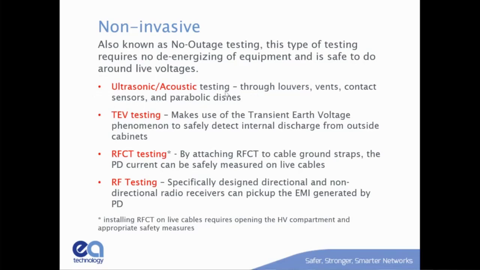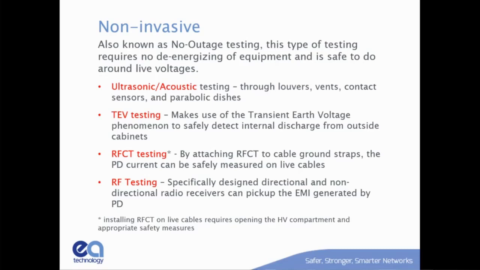Ultrasonic and acoustic testing, we're basically listening. We're listening for sound. So we're going to listen through louvers, through the vents, through a contact sensor that actually can hear through the doors, and parabolic dishes, so we can hear stuff going on overhead from a long distance away. And we're listening. So that's clearly non-invasive, right? We're just listening. TEV testing, we're just going to touch the instrument to the outside of the cabinet or to the sheath of the cable, whatever it is, but we're not making any direct connection. So that's non-invasive. Don't need an outage. You can't have an outage for any of this testing. You need to have the system energized.